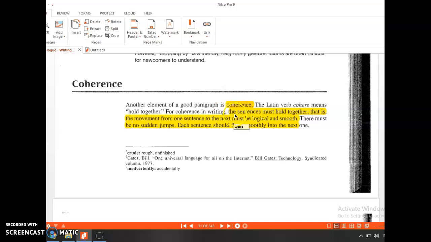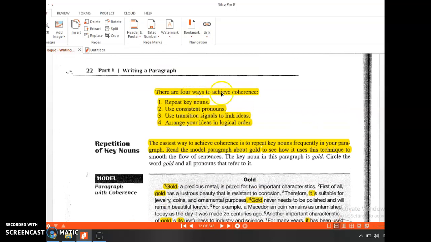So coherence means the sentences must hold together. That is, the movement from one sentence to the next must be logical and smooth. There must be no sudden jumps. Each sentence should flow smoothly into the next one. When you write your paragraph, you should not only combine the sentences into one, but make that paragraph into a beautiful paragraph which flows smoothly.